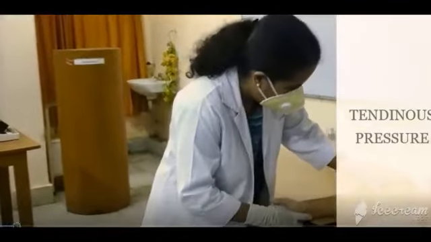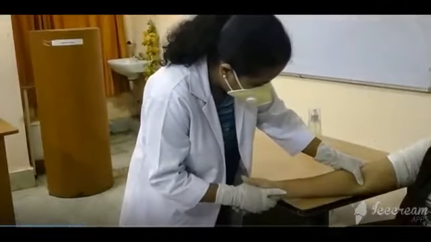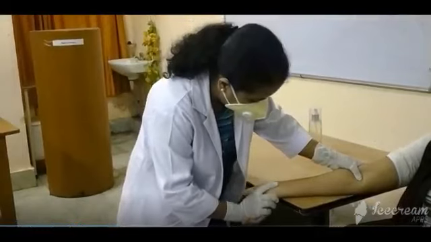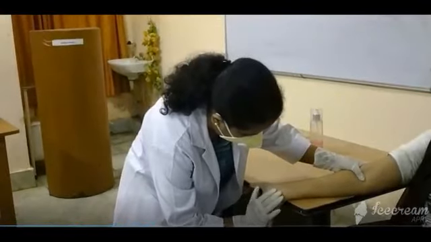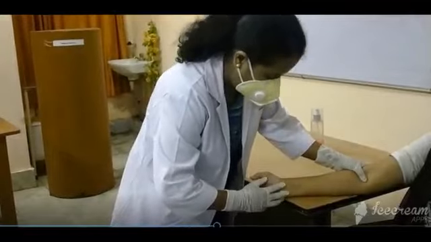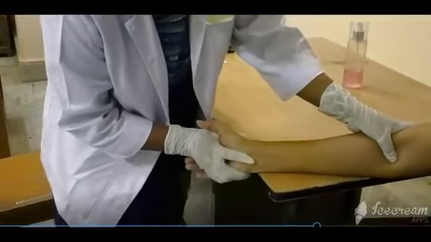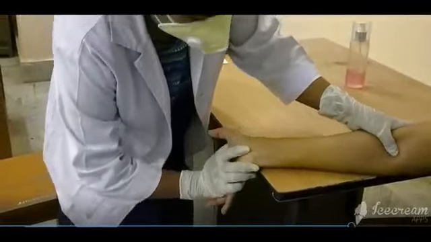So the next inhibition technique is tendinous pressure. In this technique, the therapist applies manual pressure over the tendinous insertion of the muscle. This technique is applied for at least 2 to 3 minutes to ensure the inhibition of the stretch reflex, which results in a significant reduction in muscle tone of the spastic muscle.